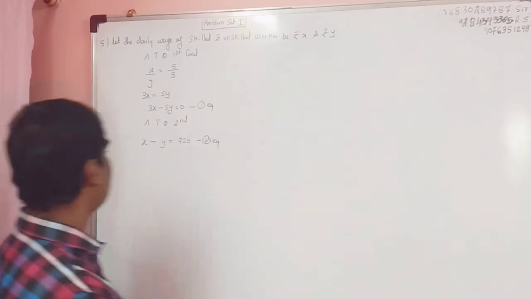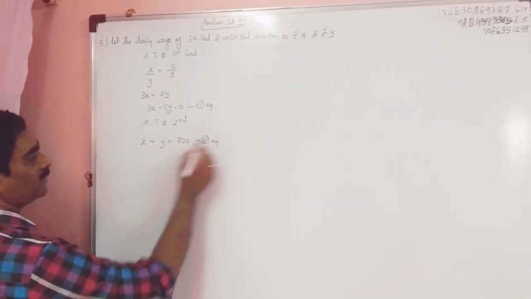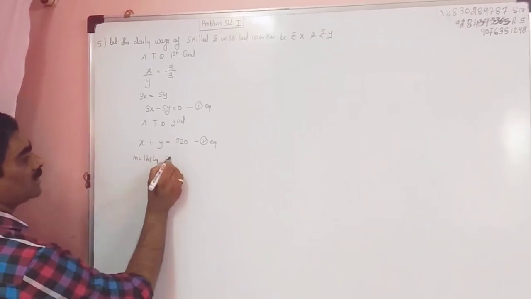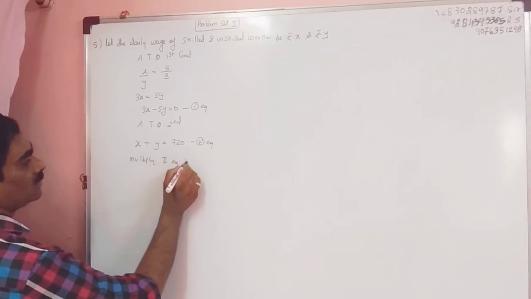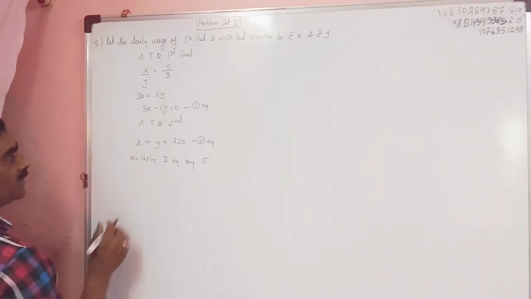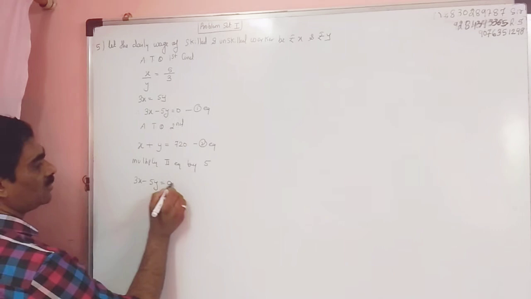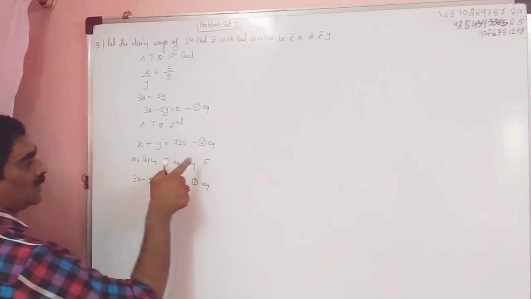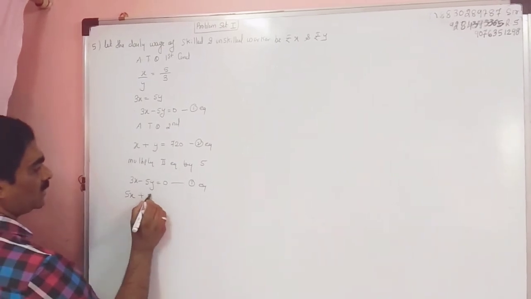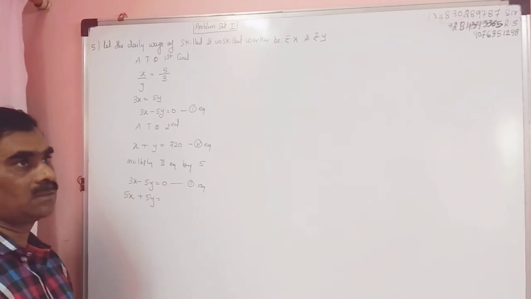Now we are going to solve this one. See, here 3 is there. So multiply the second equation by 5. So what will come? 3x minus 5y is equal to 0, first equation. 5 into x, 5x plus 5y is equal to 720.